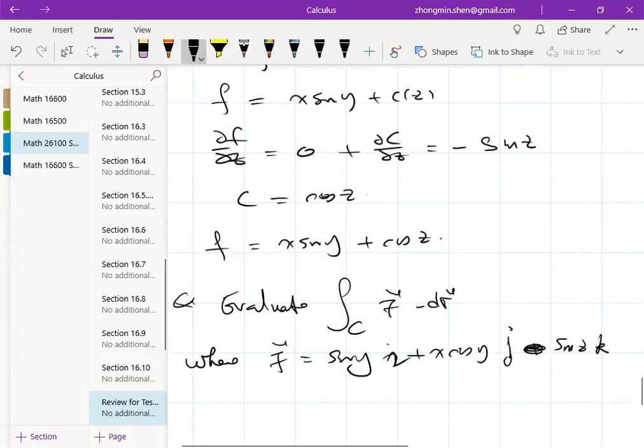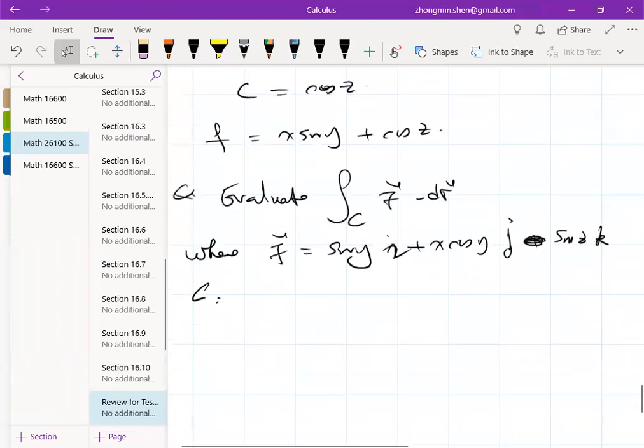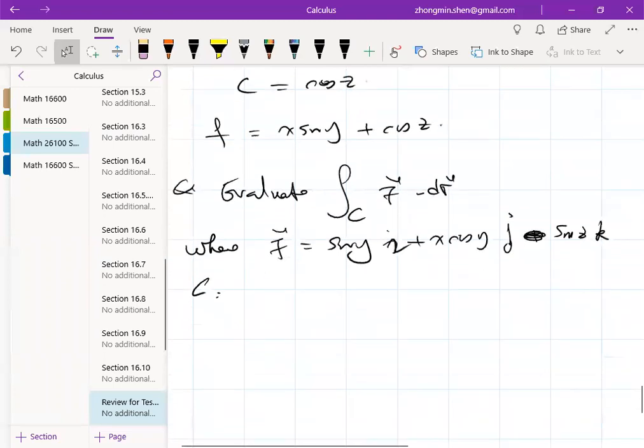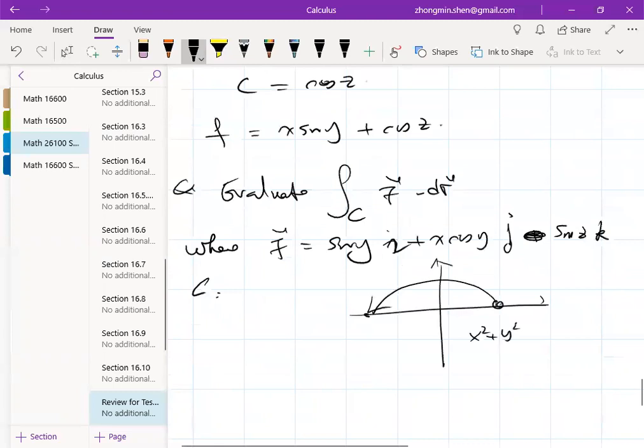Okay. Now the C could be very complicated. Let's just assume it's a semicircle, or even make it more complicated. Yeah, just assume it's a semicircle, from here to here. Okay, and x squared plus y squared. No, it's in the space.